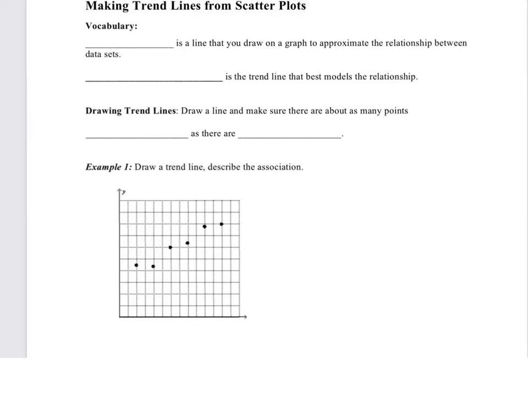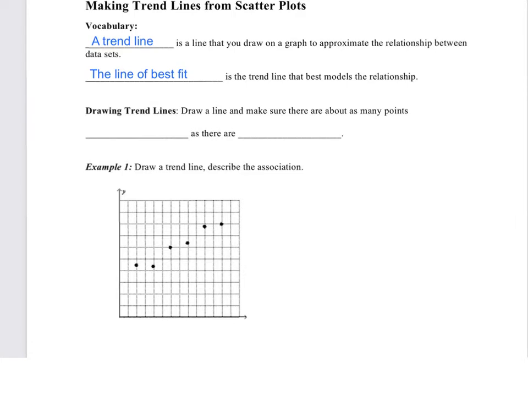Let's first discuss some key vocabulary with making trend lines using scatter plots. A trend line is a line that you draw on a graph to approximate the relationship between data sets. The line of best fit is the trend line that best models the relationship. So I refer to the trend line as the line of best fit.